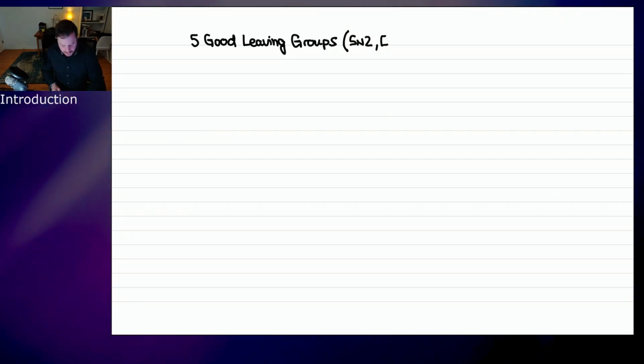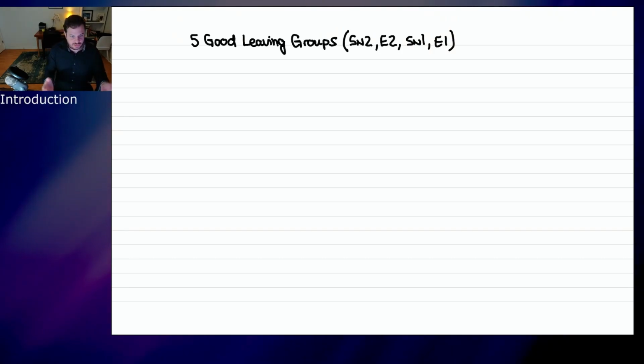So first thing I want to mention is that we are going to be sticking with the 5 good leaving groups. And when we talk about good leaving groups, what does that refer to? Well, it refers to the SN2 reaction, the E2 reaction, the SN1 reaction, and the E1 reaction. Now, I expect you to have a general idea of what all of these reactions are. If not, you need to go back and review your Chem 211 class notes.